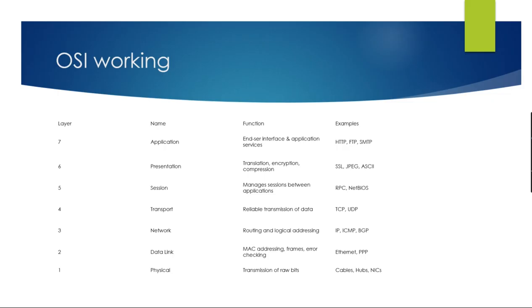So whenever you are using the internet to get your work done, each time these layers have to be completed, and only then will your data be displayed. First, physical: transmission of raw bits, so it should be cable, hub, NIC. Second, data link layer: MAC addressing, frames, error checking. Third, network: routing and logical addressing. Fourth, transport: reliable transmission of data. Then fifth, session: manages sessions between applications. Sixth, presentation: translation, encryption, compression. And seventh, application: end user interface and application service.